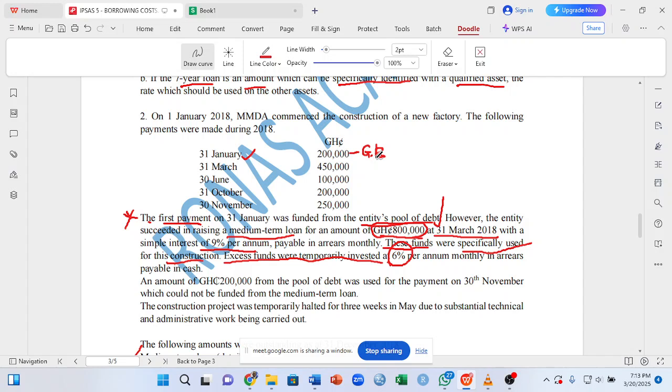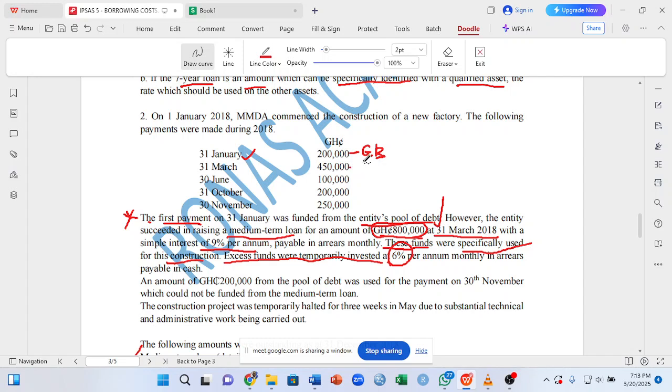Are you fine? Yeah, so it went on to say that, however, the entity succeeded in raising a medium-term loan for an amount of 800,000 at 31st March 2018. So meaning that the medium-term loan, we started using it on 31st March 2018. Out of this 800,000, how much did we use at 31st March? We only used 450,000, right?